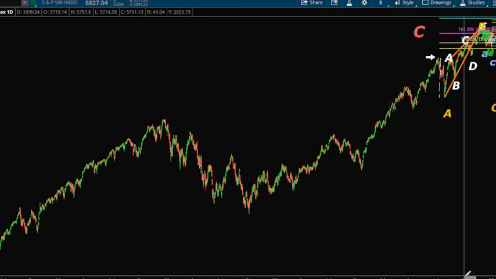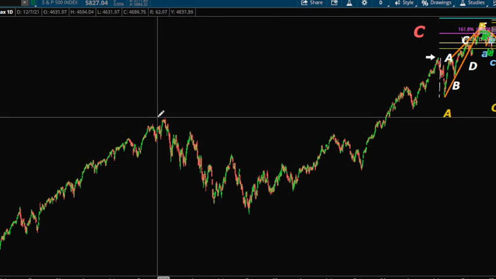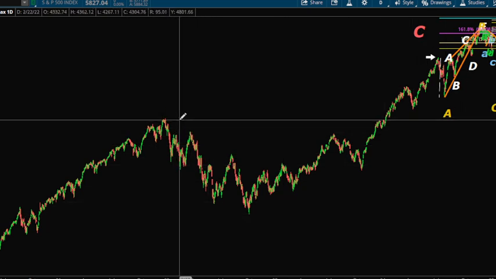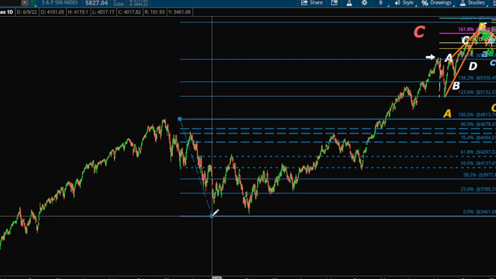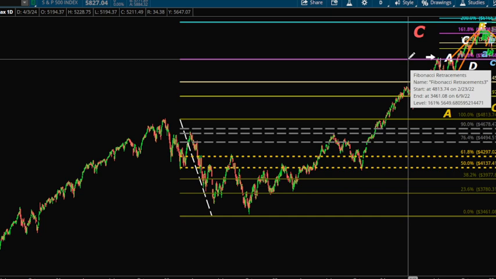This arrow right here. Watch this. I'm assuming this is an A and a B up and a C in a bigger degree. Let's just measure it real quick. Boom. 161.8 at the 56.49.